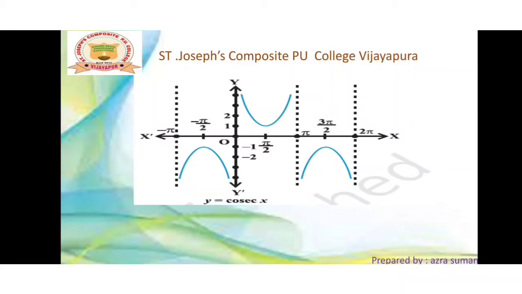Look at this graph. We know cosec of 0 is infinity, and cosec of 90 is 1, and cosec of pi is again infinity. So n pi, at 0, at pi, at 2 pi, at minus pi. In this manner, when we are plotting the graph, we get infinity.